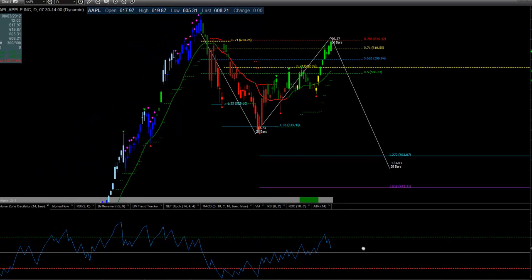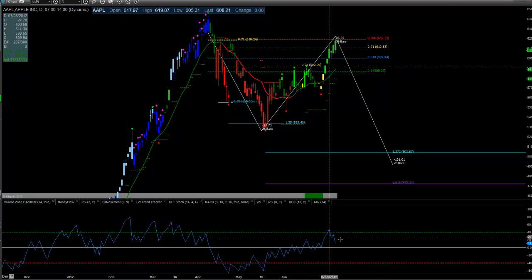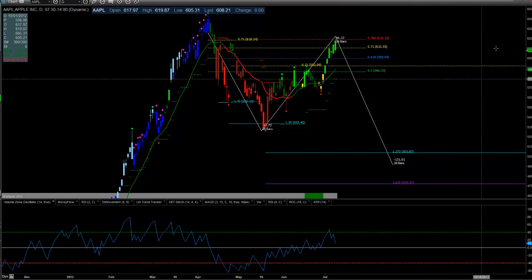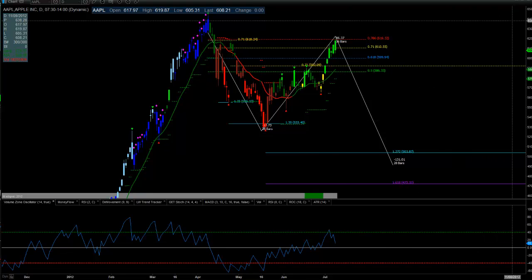So here, let's look at the volume zone oscillator. It made a lower high there on a daily basis. But we're still on the bullish side of the zero line, so take that for what it's worth. Let me pause this and get the 60-minute chart up.